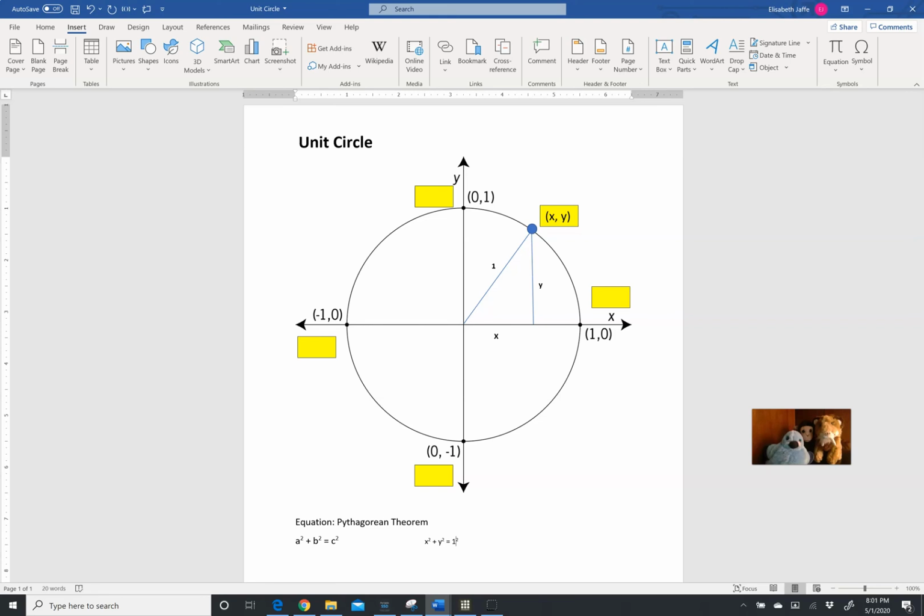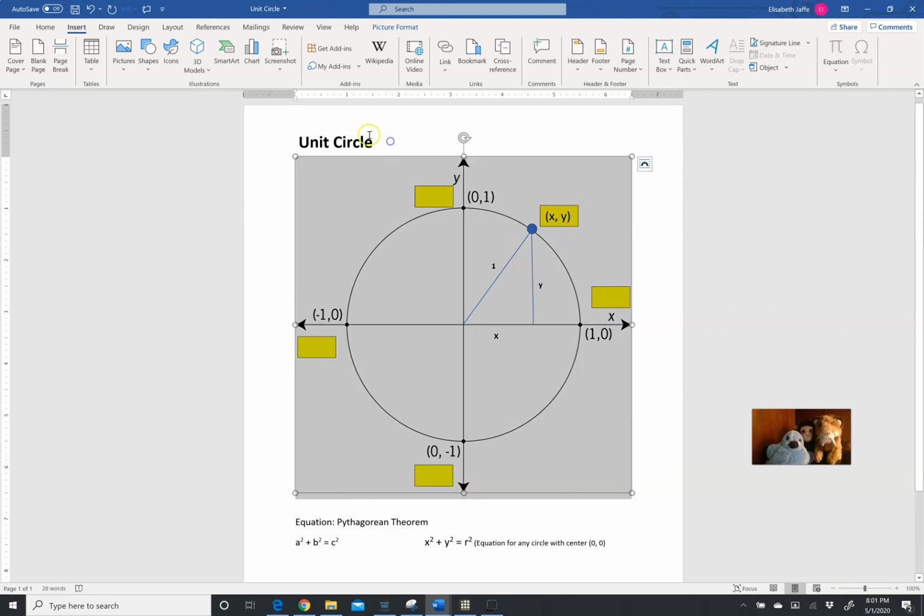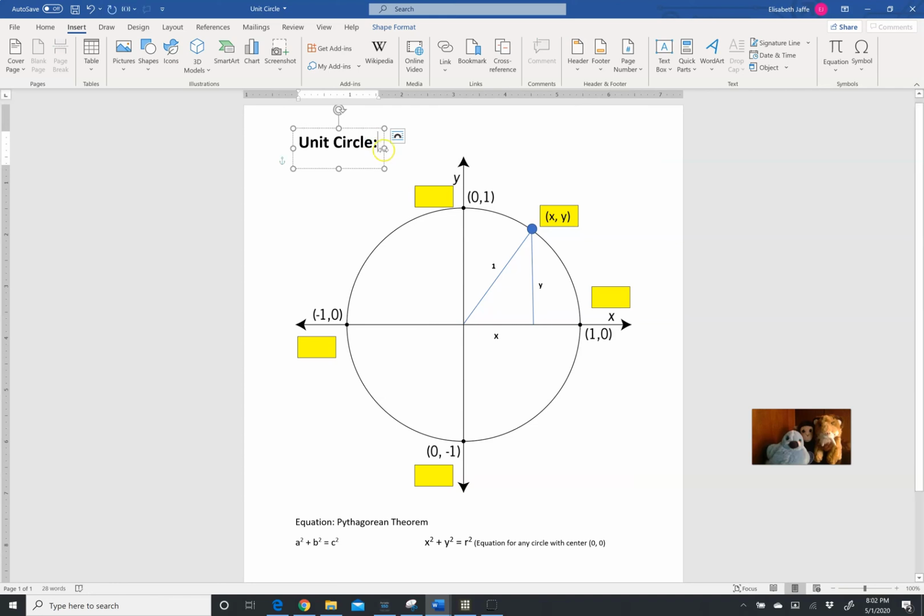Okay, or we could be even more general and say x squared plus y squared is equal to r squared. This is the equation for any circle with center at 0, 0. But if we want specifically the equation for the unit circle, the equation for the unit circle would be x squared plus y squared is equal to 1.